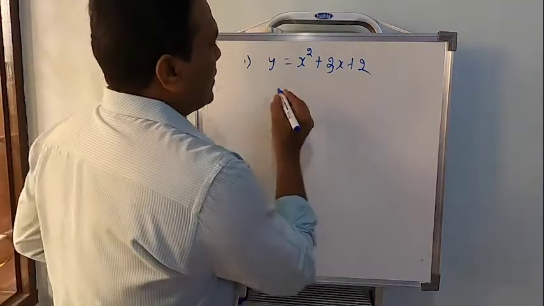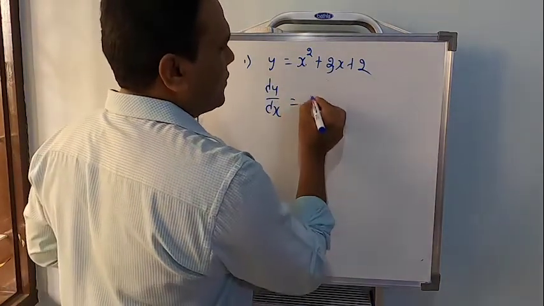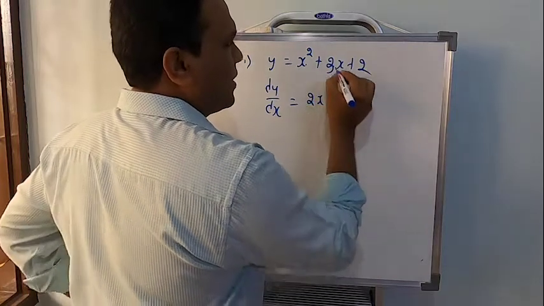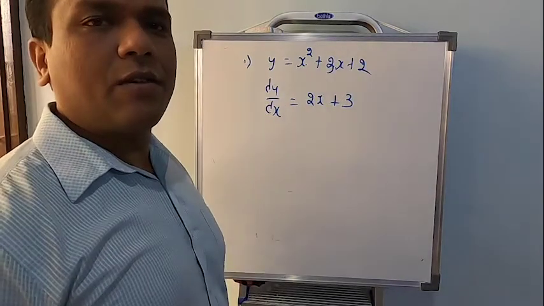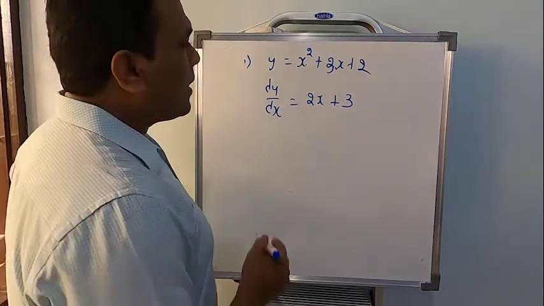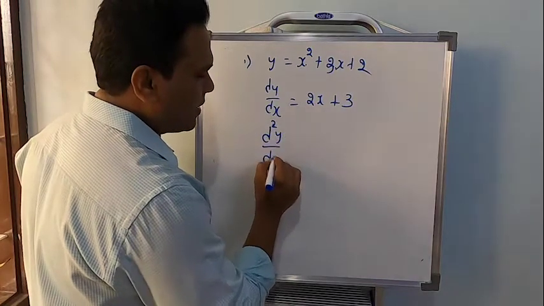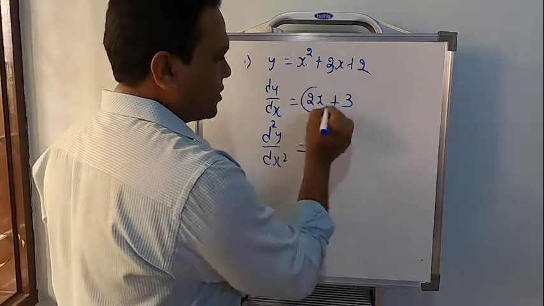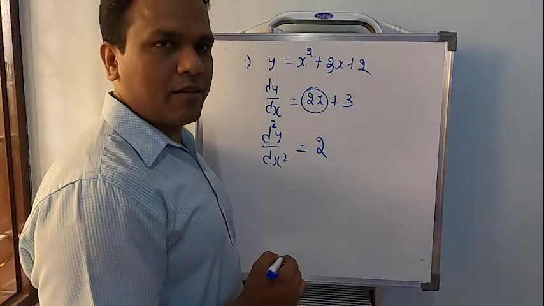So if I start the differentiation for the first time, dy by dx equal to differentiation of x square will be 2x, differentiation of 3x will be 3, and 2 is a constant, so differentiation of constant will be 0. Now if I do it for the second time, the symbol will become d square y by dx square, and differentiation of 2x is 2, and 3 is a constant, so differentiation of constant will be 0.